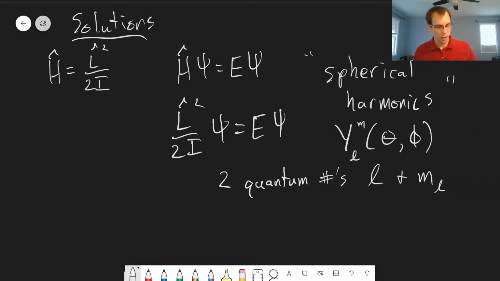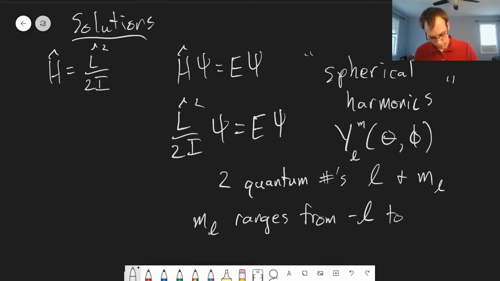One thing to note is that m sub L ranges from negative L to positive L in integer increments, and these are both integers, just like all the other quantum numbers we've come across.